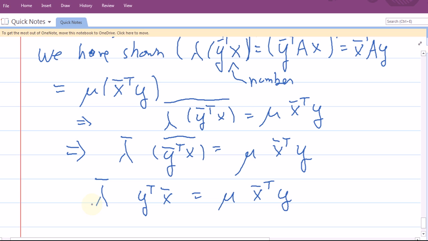Okay. Now, since lambda is real, lambda bar is equal to lambda. We already showed that. Now, this number here is just equal to the transpose of this number here, but since they're numbers, that means they're equal. So I could write this same thing as lambda times x conjugate transpose y, and that's equal to mu times x conjugate transpose y.